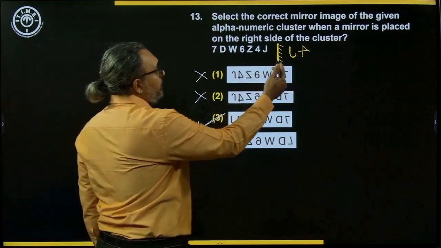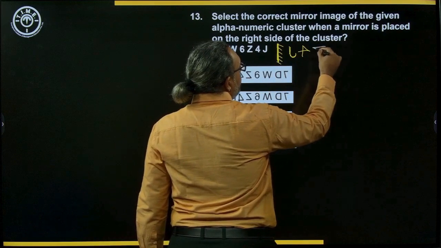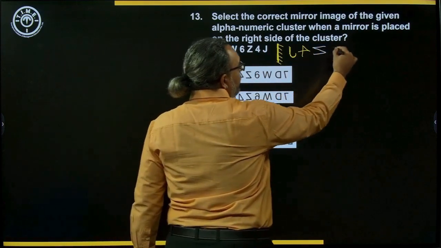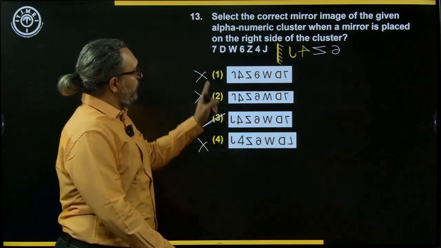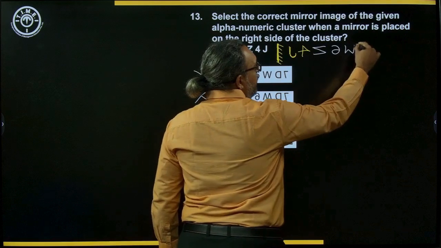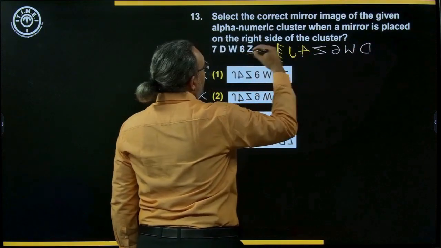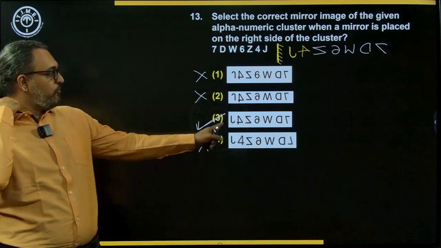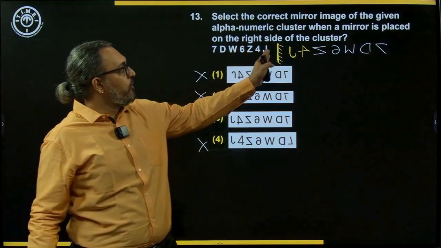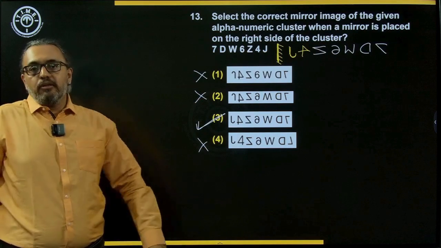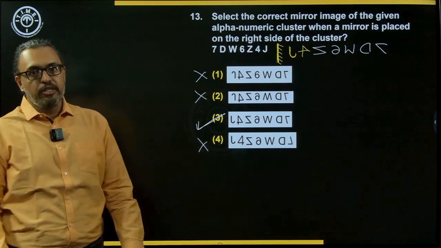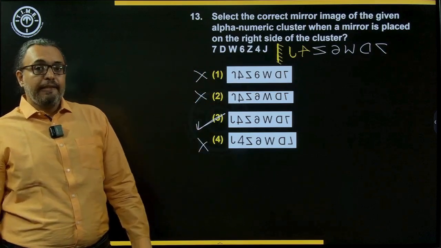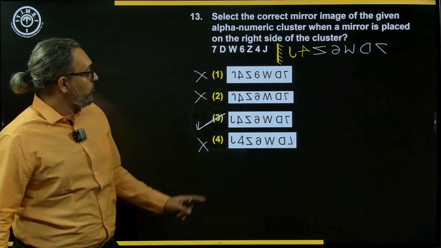Correct? So if I continue, so Z will be like this. Correct? Then 6 will be like this. Then W will remain W. D will change like this. And 7 also will change like this. So that is what you have. Whichever is closer to the mirror will always be closer to the mirror in the reflection also. That is what you need to understand. Farther will be farther. Okay. So third option.